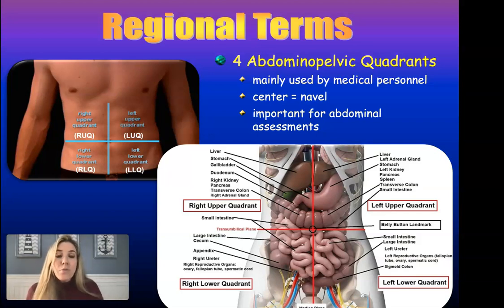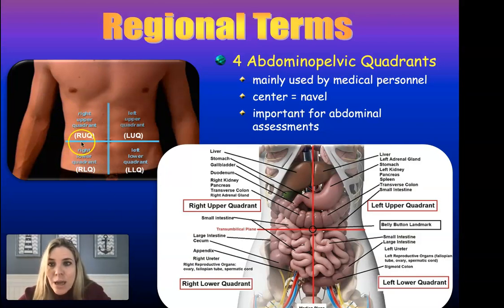So let's start off with how we can divide the body up into different quadrants or regions depending on what you're interested in. So let's first start off with the 4 abdominopelvic quadrants. That's a mouthful. Abdomino, that refers to abdomen, pelvic region, quadrants, because there's 4 of them. So we're looking at this person here from an anterior side. And what we're going to do in this abdominopelvic region is we're going to divide it into 4 quadrants. And remember, the person's in anatomical position, so we're looking from the patient's perspective.